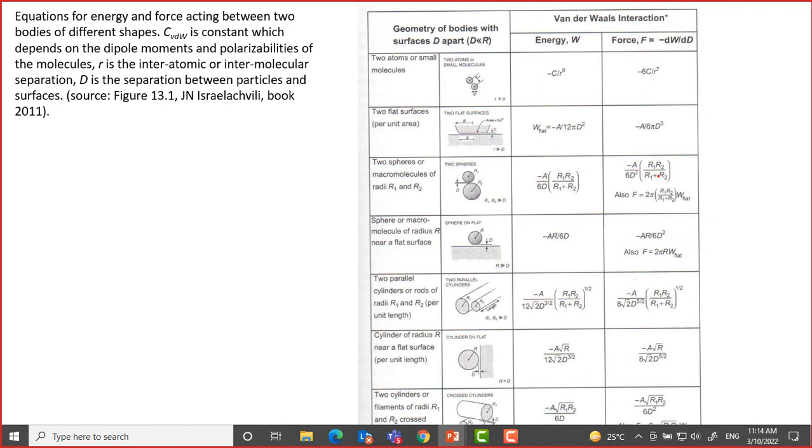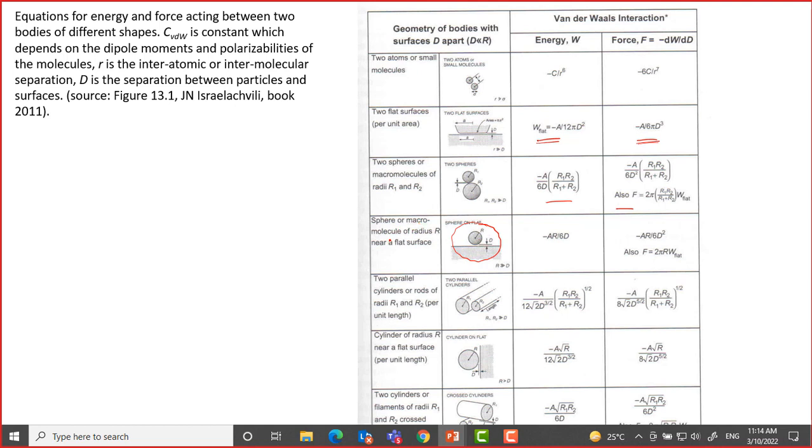Next, this slide provides a table. Here, this table provides you different equations for different geometrical contexts. So for example, for two flat surfaces, we should use this equation for energy potential and this equation for the force. If we have two spheres, then we can use this one. And if we have one sphere and one flat, this is quite a typical case. In many of the experiments we use this way.